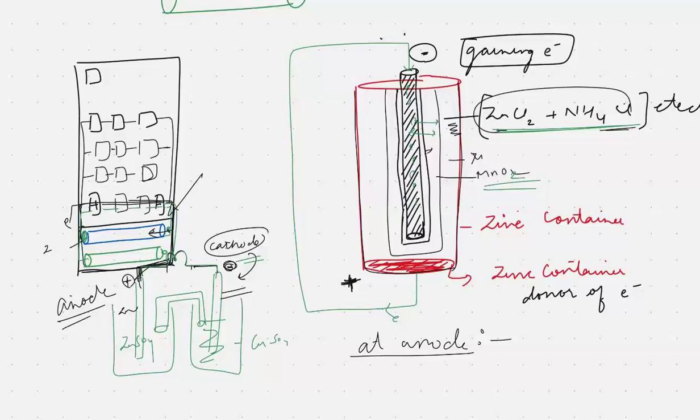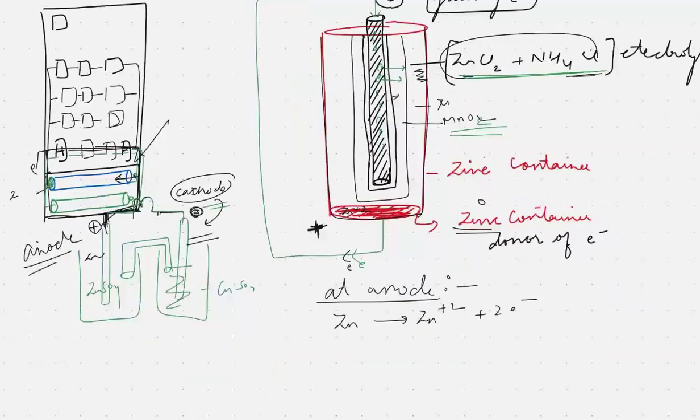So at anode, who is going to lose electrons? The more reactive element, which is zinc. So zinc converts into Zn2+ and loses 2 electrons. From here, these 2 electrons go, and now this area will have Zn2+. Are we understanding this part? Understood? Yes, ma'am. Got the point?